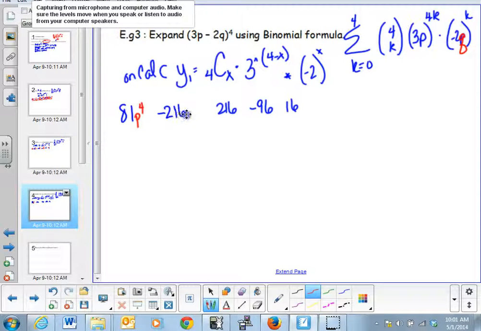Okay, next term. This is going to be p to the 3rd, but now we have a q to the 1st, plus p squared q squared, minus p q to the 3rd, plus, and then finally q to the 4th. A lot of nice symmetry when you expand these binomials. It's not too bad once you get the hang of it.